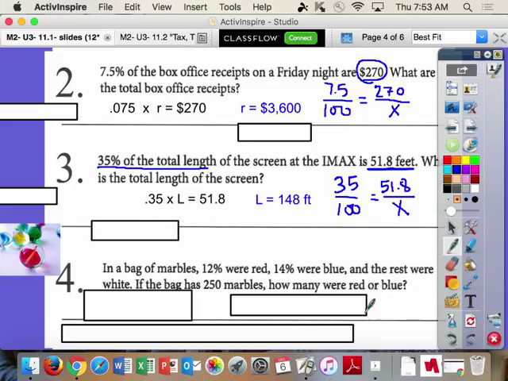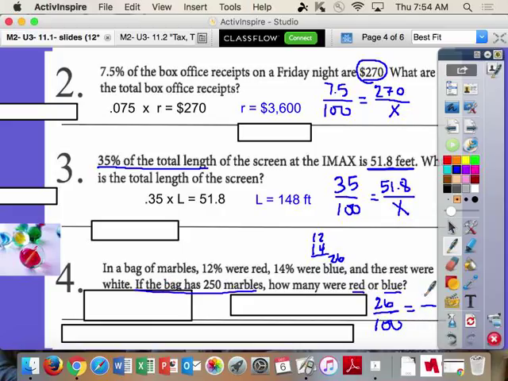Okay? This one's a little bit more tricky, right? In a bag of marbles, 12% were red, 14% were blue. The rest were white. There's 250 marbles in the bag. How many red or blue are there? Well, how many red are there? 12. How many blue are there? 14%, sorry. So together, red or blue has how much percent? Well, what's 12 plus 14? 26.